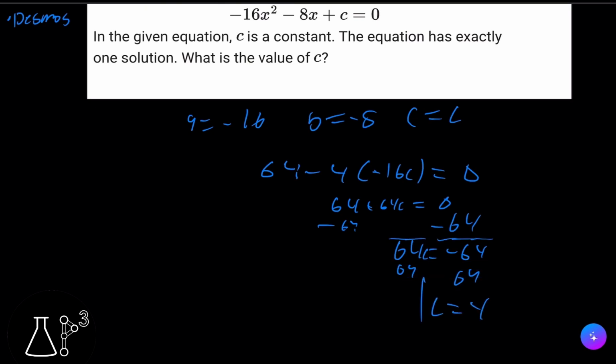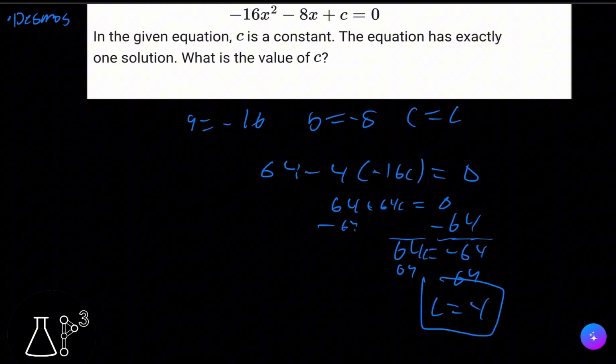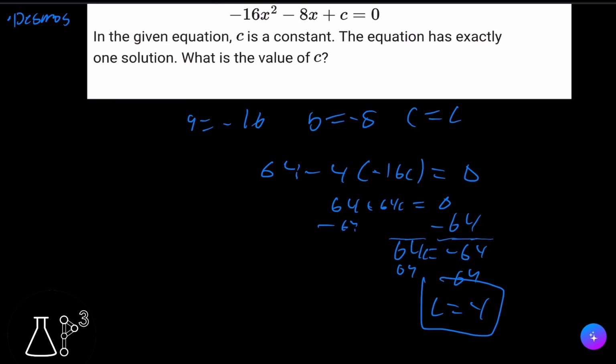And that is indeed our answer. So c equals -1. And if you plug that into Desmos, you will get the point that has exactly one solution. And that is our answer.